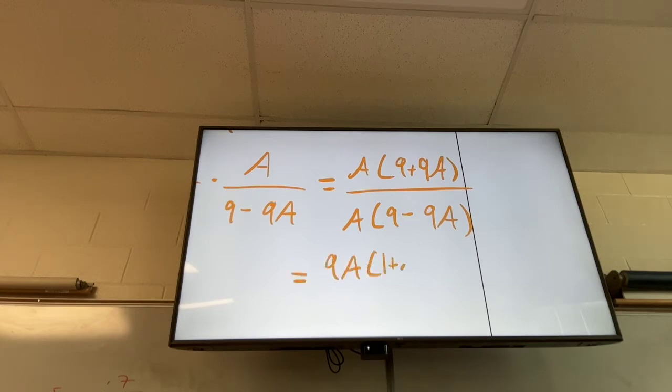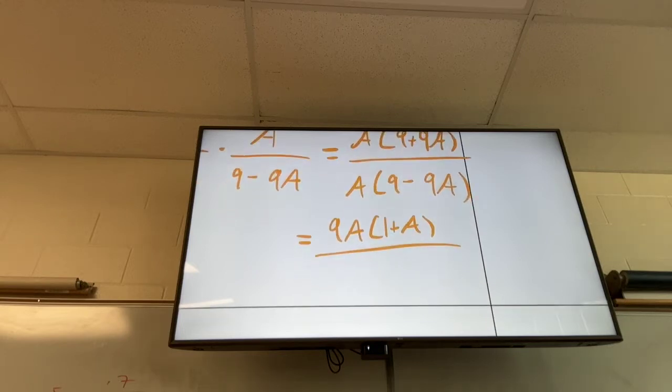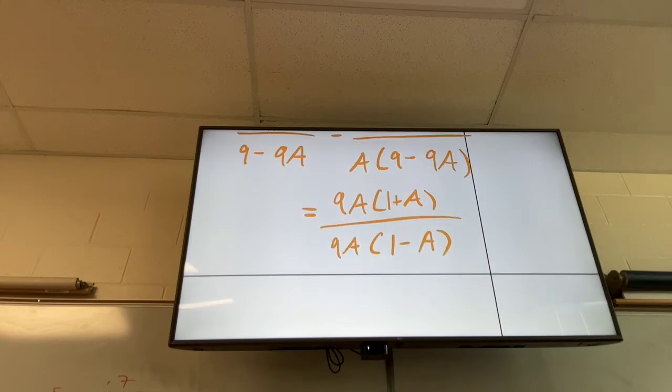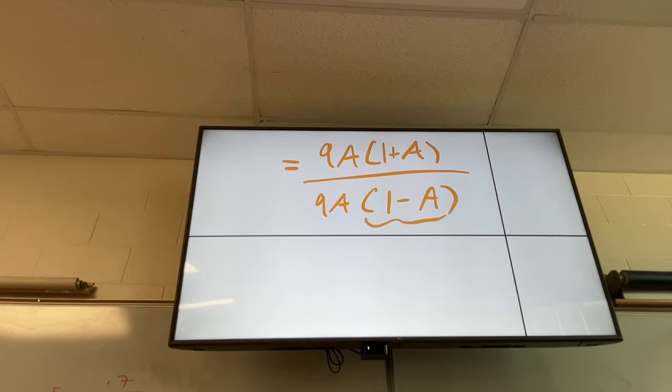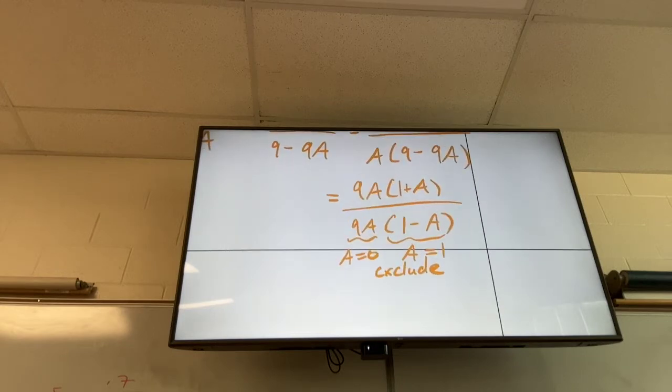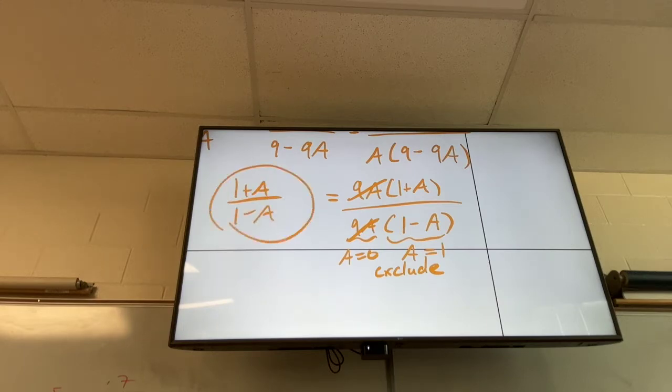Okay, we can pull out a 9. What about the bottom? What can we do on the bottom? Pull 9, yeah, pull out that 9. Okay, let's write down our excluded values. So that's what? A equals 1. This one is A equals 0. These are excluded. Okay, then we can cancel out. So our final answer is 1 plus A over 1 minus A, with these excluded. Final answer.